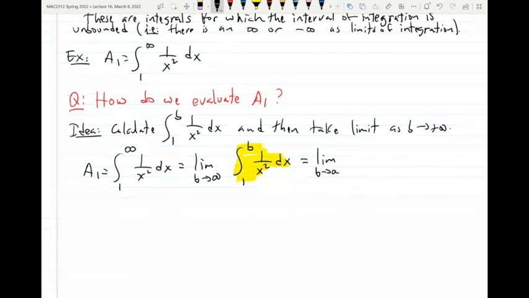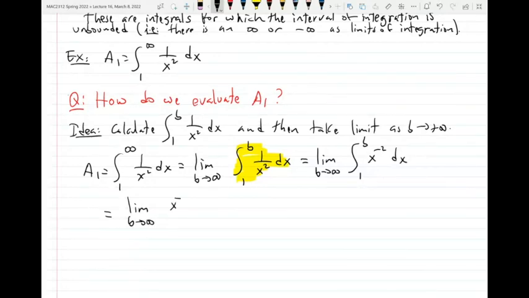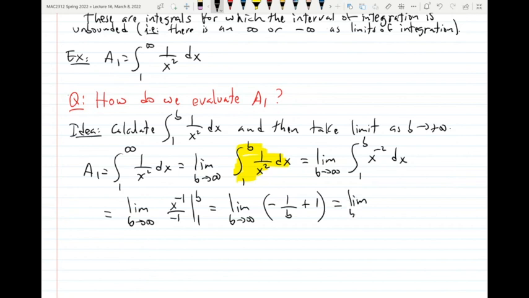So this will be the integral from 1 to b of x to the negative 2. And then we use the power rule. So that will be x to the negative 1 over negative 1 from 1 to b. So that's the limit as b approaches infinity. Okay, so when we plug in b, we're going to have negative b to the negative 1, so that's negative 1 over b, and then minus negative 1, so that would be positive 1. So basically, we get the limit. Okay, that's it. I'm just going to leave it like that.